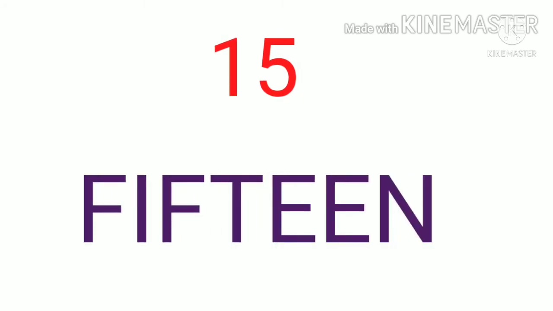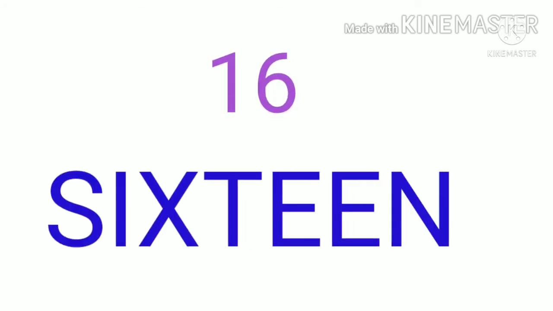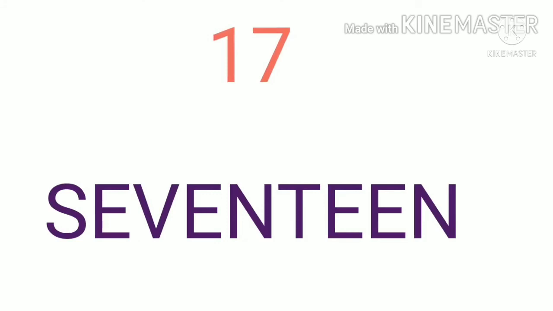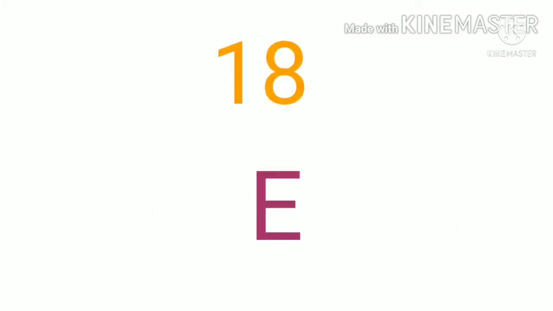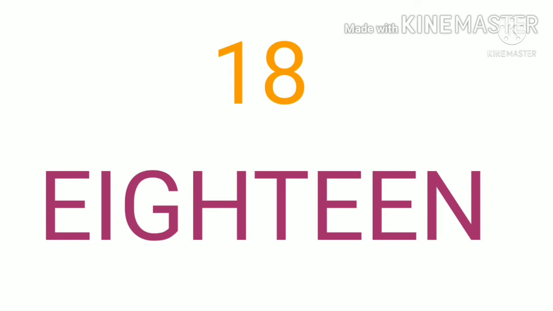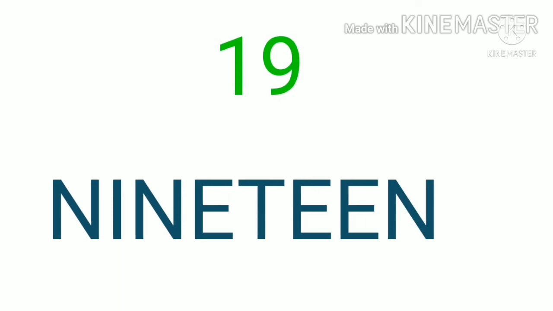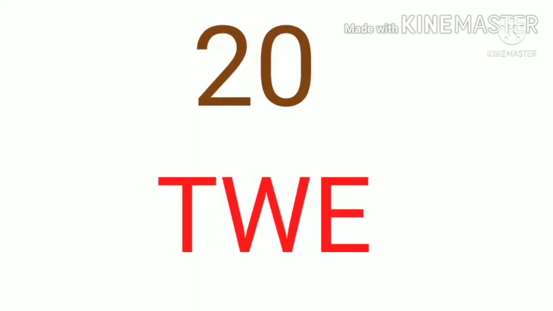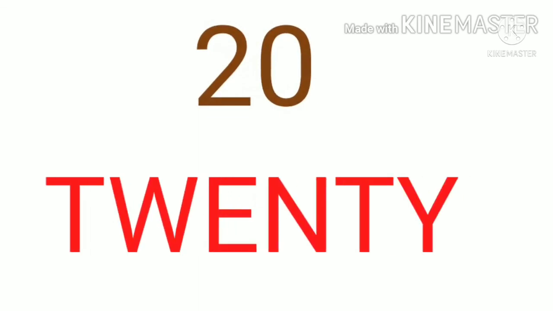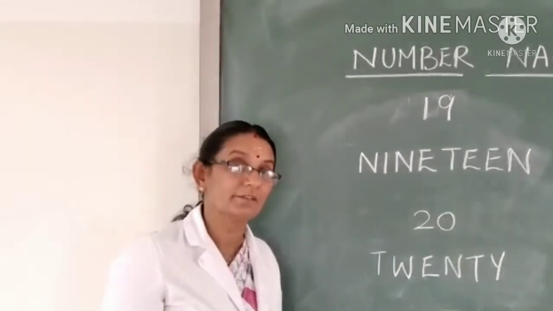15: F, I, F, T, E, E, N. 16: S, I, X, 6, T, E, E, N. Next, 17: S, E, V, E, N, 7 and T, E, E, N. 18: E, I, G, H, T, 8 and T, E, E, N. 19: N, I, N, E, T, E, E, N. Okay, the last one is 20: T, W, E, N, T, Y. You have learned the number names from 11 to 20.